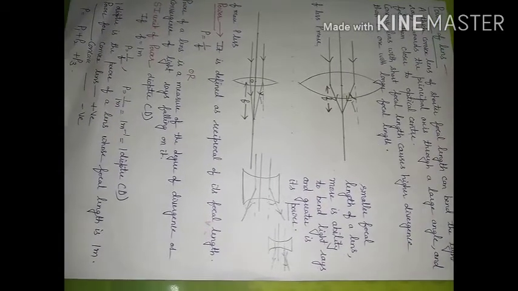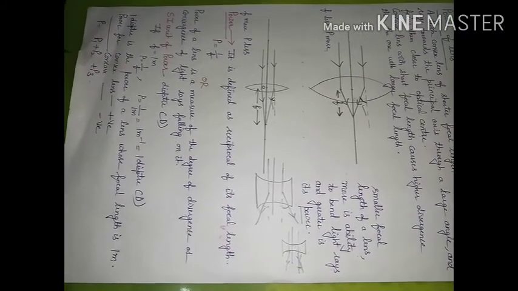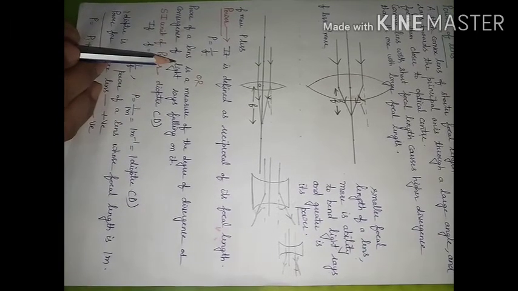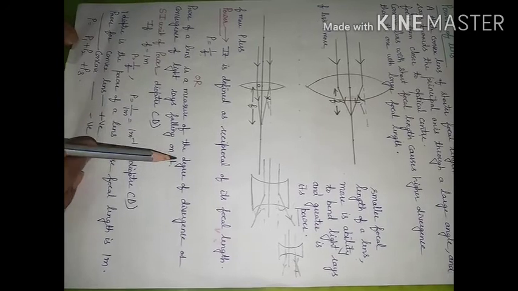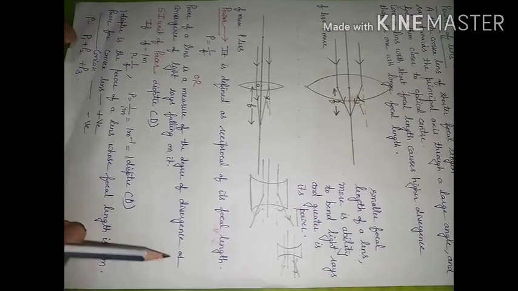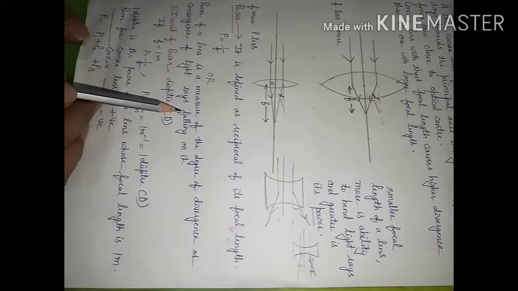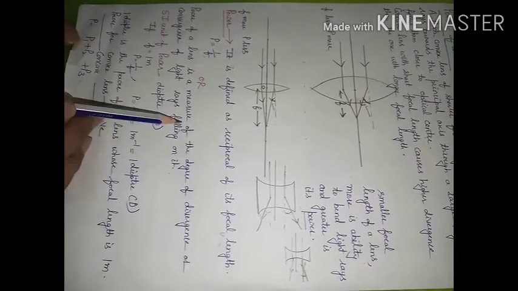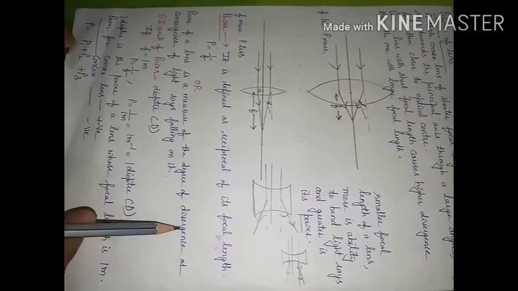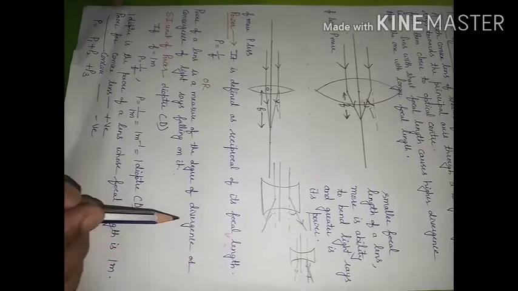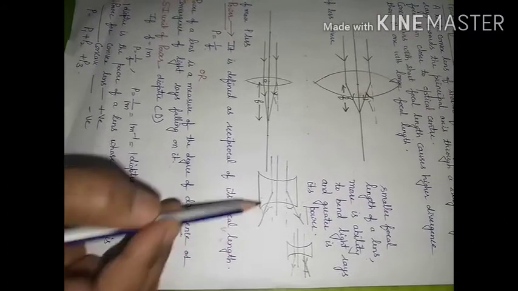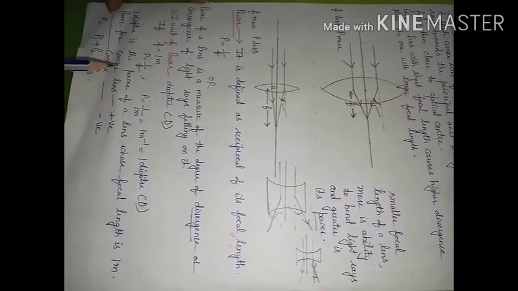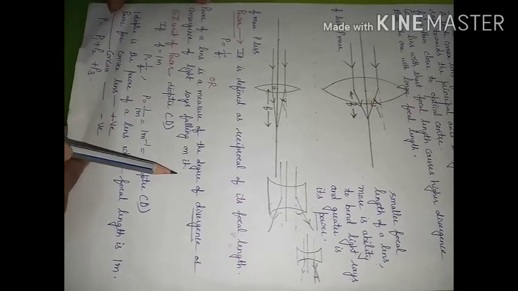So what is definition of power? Power you can define as reciprocal of focal length, or another definition of power will be it is the measure of degree of divergence or convergence of light rays falling on it. It means power of a lens is a measure of degree up to which it can diverge in which case concave lens, or it can converge. Convergence will be in case of convex lens of light rays falling on it.